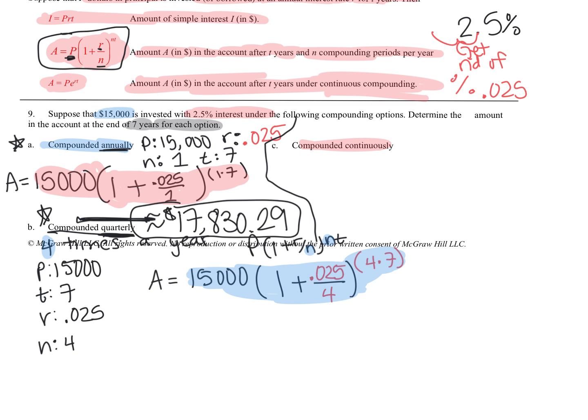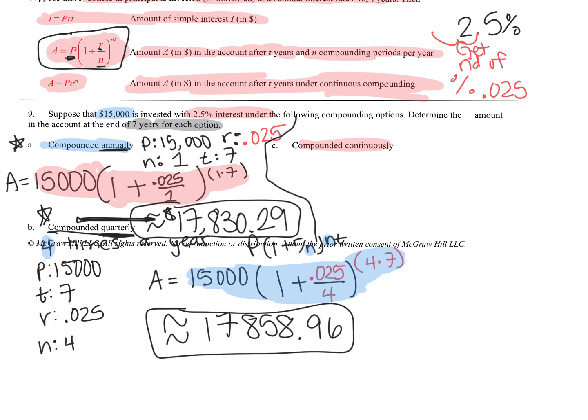I'm going to go ahead and reveal what I got. So I got approximately $17,858.96. So when we think about money and interest, the more often that the interest is compounded, the higher the amount will be. So you can see a slight difference between our two answers. This was $17,830, while this is $17,858, right?